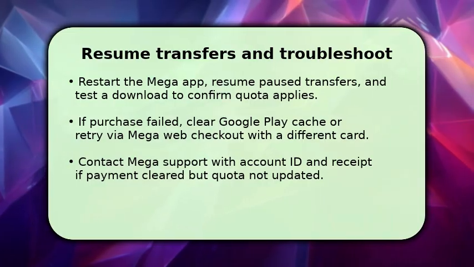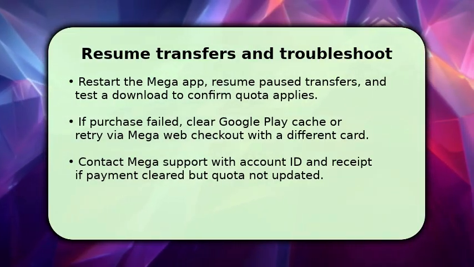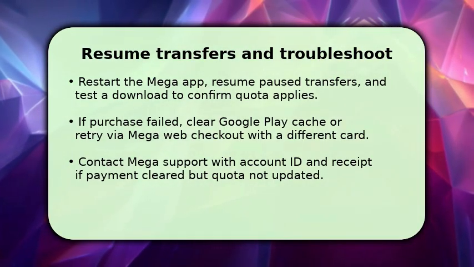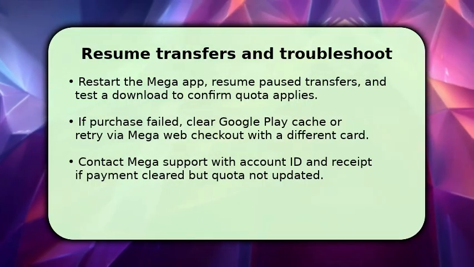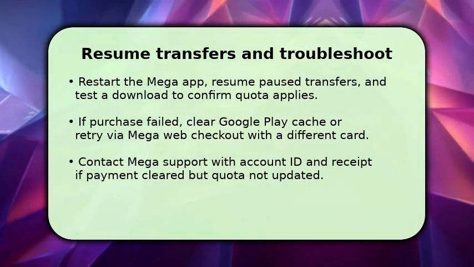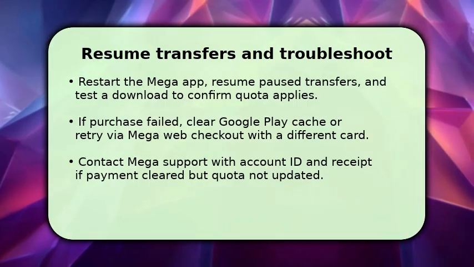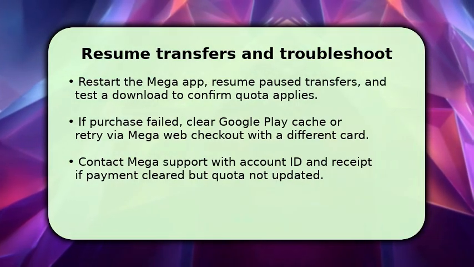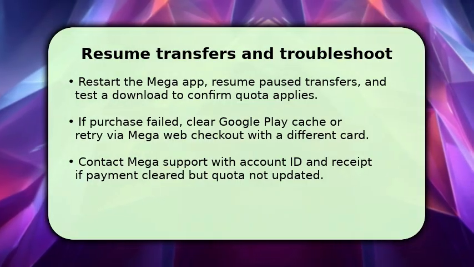If the purchase fails or the quota isn't updated, clear Google Play cache or try the web checkout with a different payment method. And if problems persist, contact Mega support with your account ID and receipt so they can reconcile the payment and restore your allowance quickly.